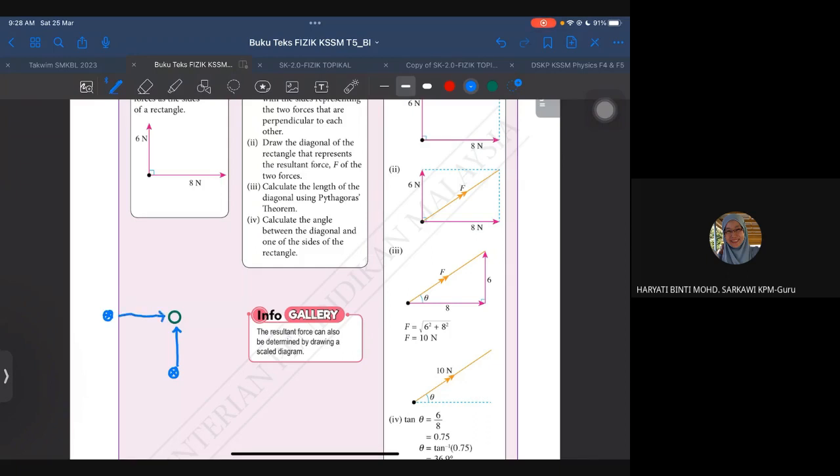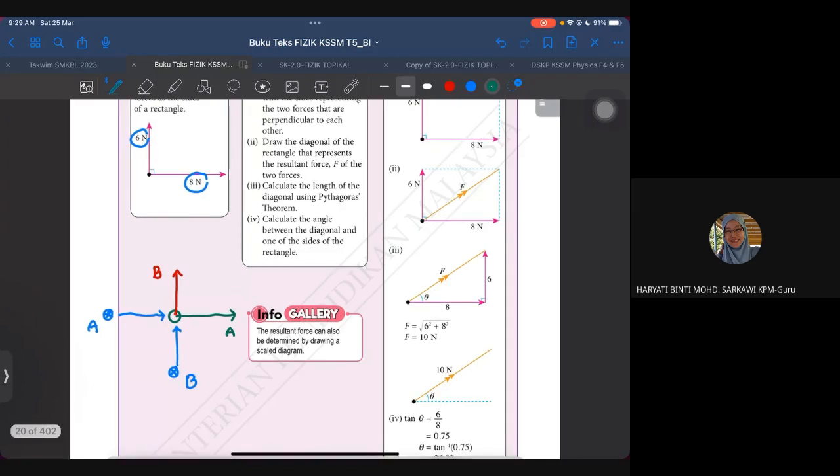So let's say this is boy A and boy B. A kicked the ball with 8 Newton force, and B kicked the ball with 6 Newton. So the ball is actually acted on by two forces that are at 90 degrees, perpendicular. The force acted by B will be like that, and the force acted by A is like this. The magnitude, we just follow the question. So the magnitude of force acted by A is 8 Newton, by B is 6 Newton. Can understand? So cikgu erases this one.